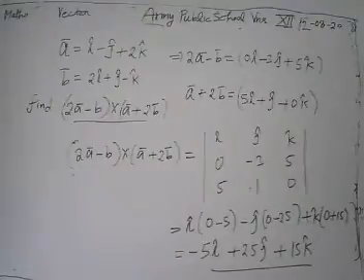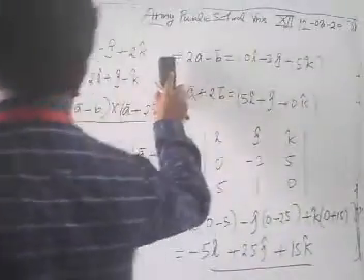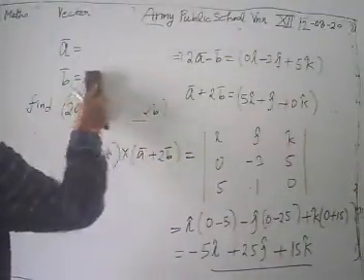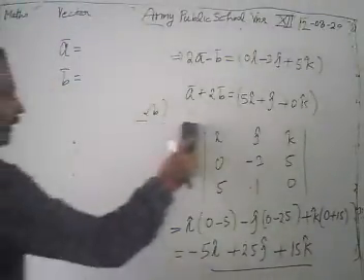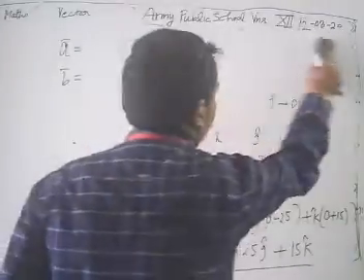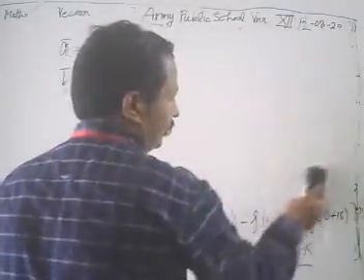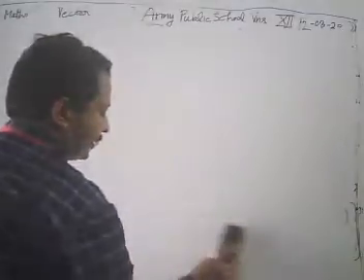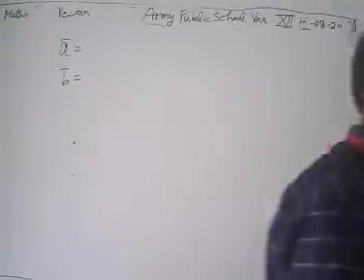Now look, we are going to take our next problem. We are again given two vectors A and B. We have to find A cross B, and then verify that vector A and vector A cross B are perpendicular to each other. First we find the cross product, then show that they are perpendicular to each other.